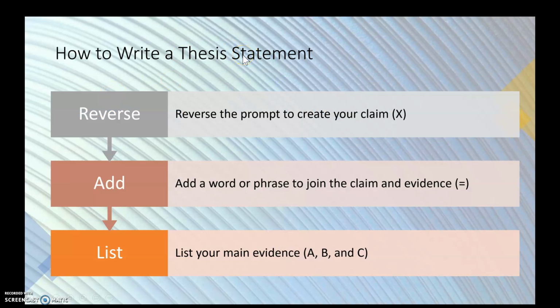So how do you write a thesis statement? Like, how do we approach this? The first step is to reverse the prompt to create your claim. You should have a lot of practice with this because we've been doing it with the topic sentences all semester. Then you're going to add a word or a phrase to join the claim and the evidence. This functions like the equals sign. Reversing the prompt to create your claim functions like the X in this equation. And then finally, you're going to list your main parts, your main evidence, A, B, and C. And A, B, and C will become your topics for your 3 body paragraphs when you start writing those.